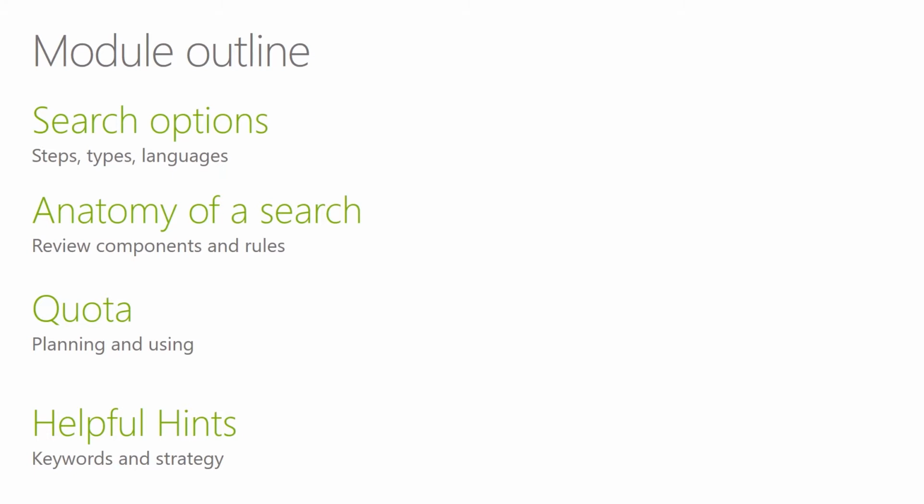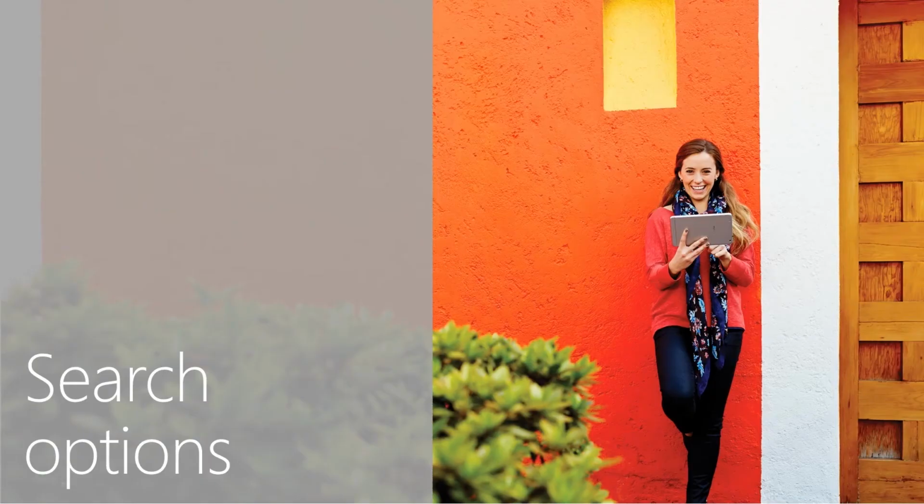For our module today, we'll be discussing our search options. We'll go through steps, types, languages, and a few other things. We'll go through the anatomy of a search, where we'll talk about the all-up concepts as well as the individual search rules and items. We'll talk through planning and using your quota, and we'll go through some helpful hints where we cover strategy and keywords. So first, let's dive into a few of our search options.